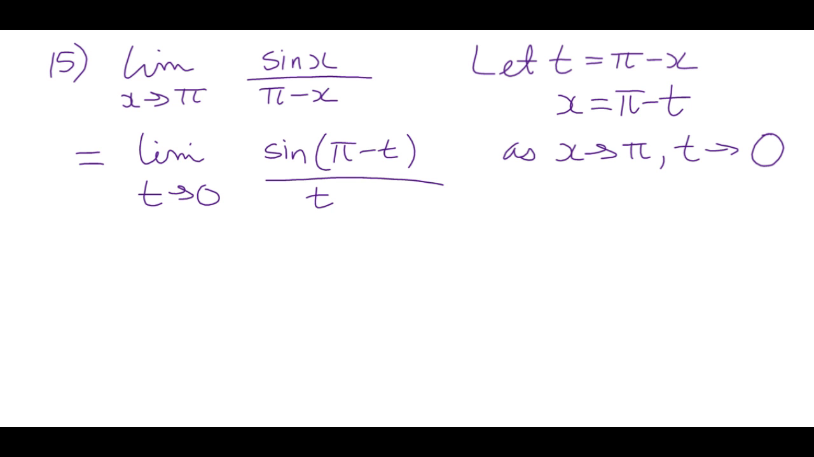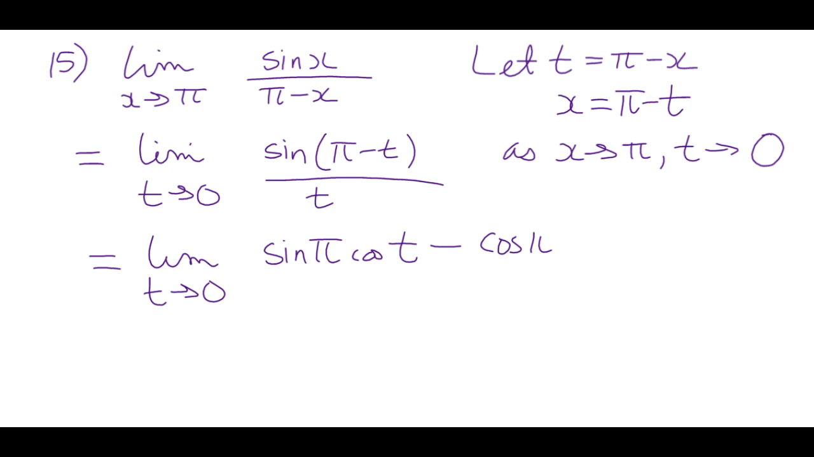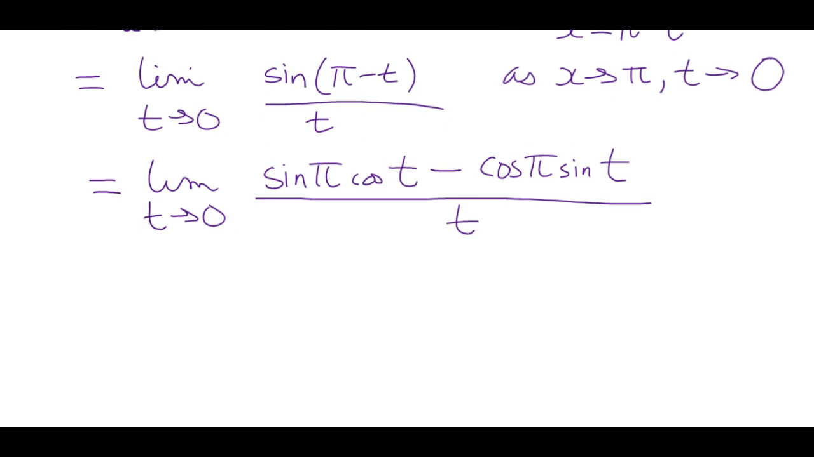Well, this is sine of a minus b, right? And that is sine a cos b minus cos a sine b. So sine pi cos t, and the signs stay the same, minus cos pi sine t, over t. And sine of pi and cos of pi have values, right? So what's sine pi? Zero. So what's cos pi? Negative one. Okay, so then this is gone.